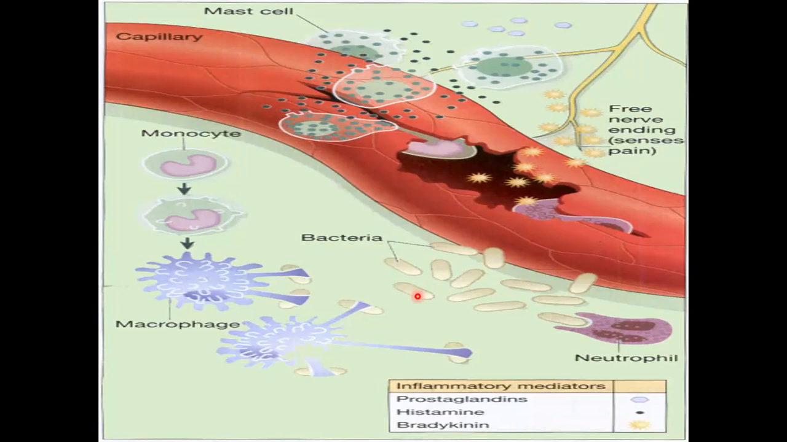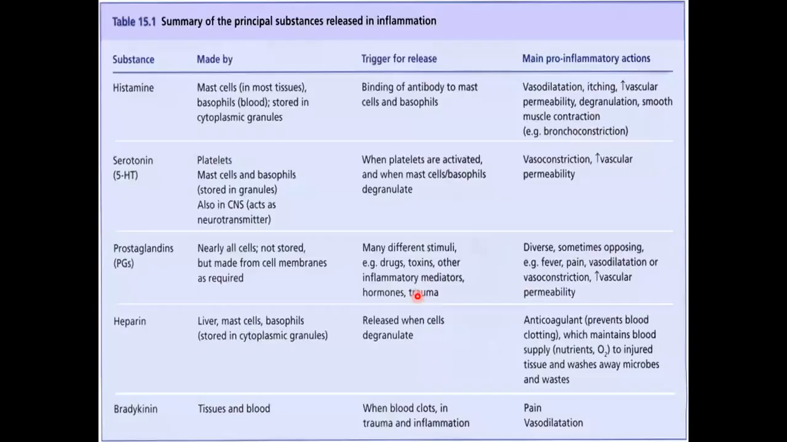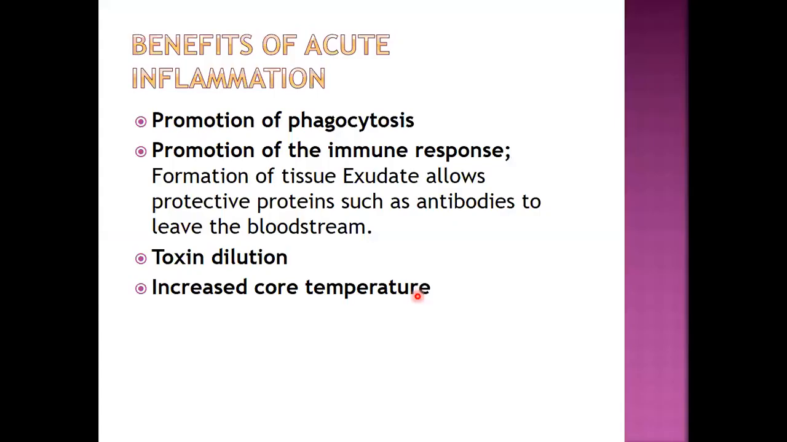Okay. And this is where we end. So benefits of inflammation, you can just read through here. Inflammation promotes phagocytosis, promotion of immune response. The body needs to react to whatever is causing problem in it. Then dilution of the toxins by the plasma and the antibodies that are produced. Then increase in body core temperature. So when the temperature goes up, body reaction is also fast. Okay, so that's why most of the time when there's infection, temperature goes up because there's inflammatory process taking place.